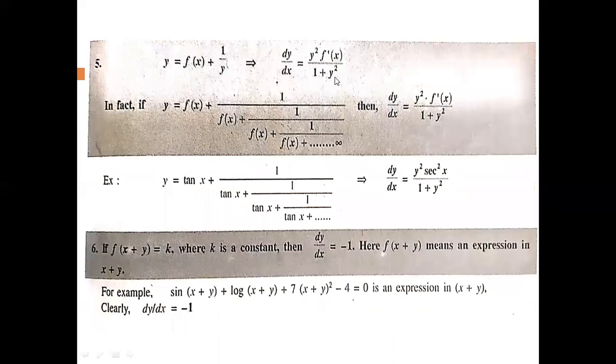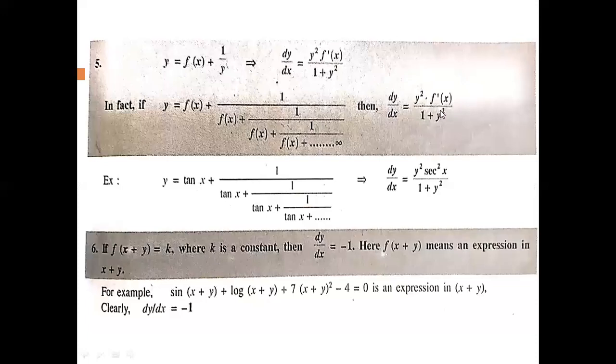Infinity, 1 plus y square. In fact, y is equal to f of x plus 1 divided by f of x plus 1 divided by f of x plus 1 divided by f of x plus and so on up to infinity. Then dy by dx is equal to, directly we can write, y square into f dash x divided by 1 plus y square.